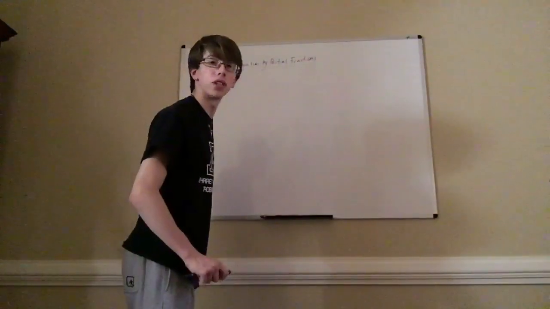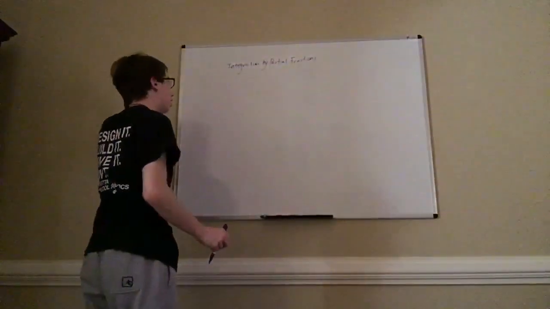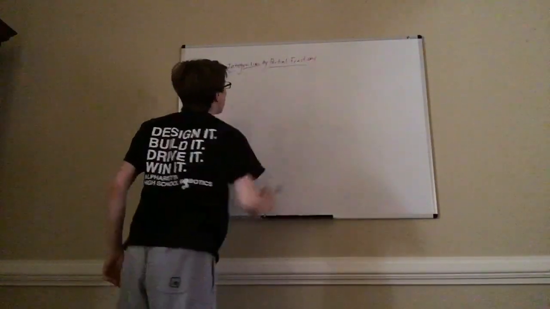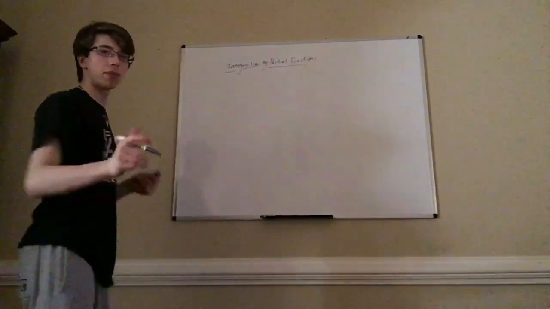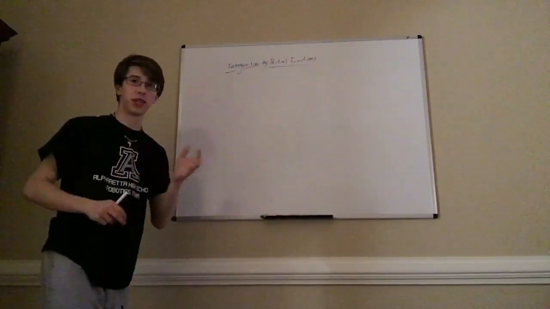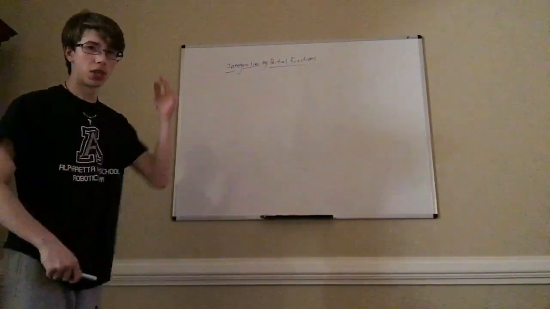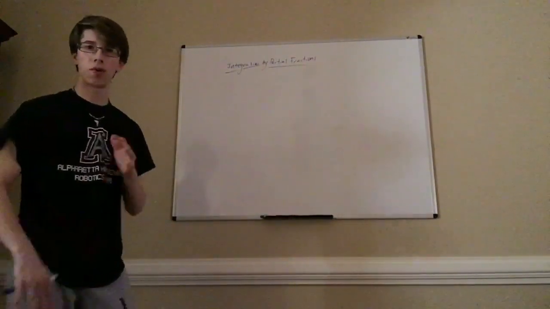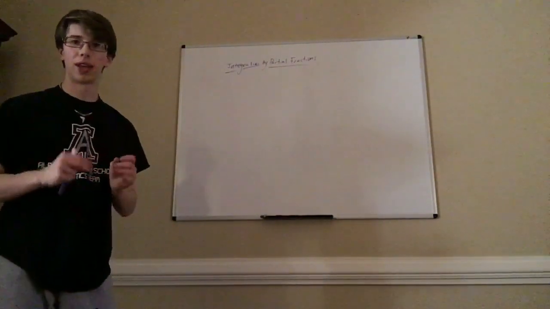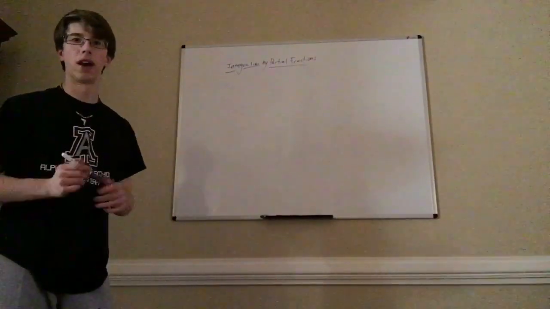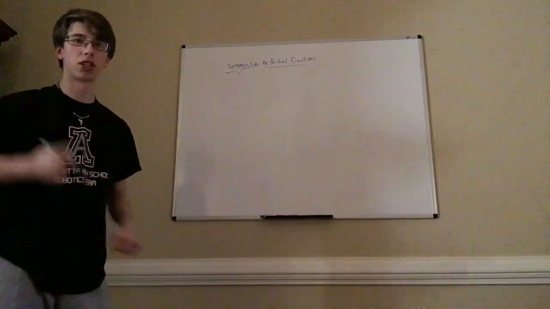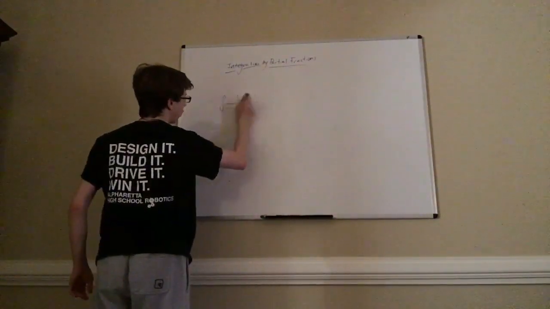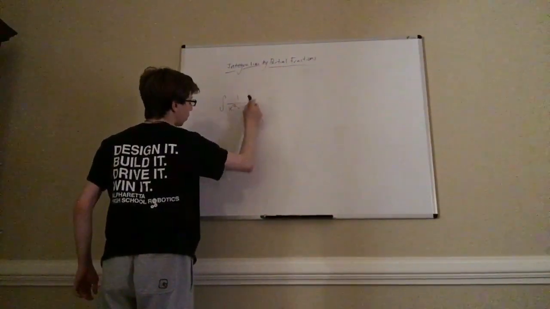Integration by partial fractions. In integration by partial fractions, you take a rational function, which is a polynomial divided by another polynomial, and you try to determine the integral of a set of factors that can add up to that same rational function. So, say we have the integral of 1 over x squared minus 4 dx.